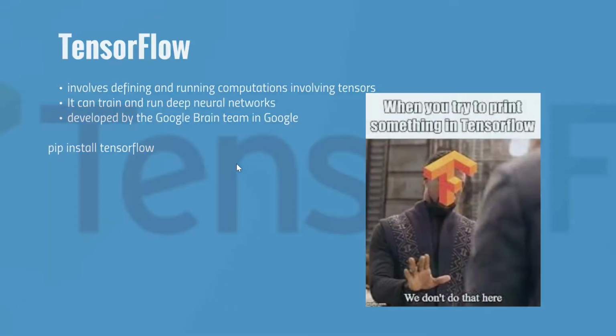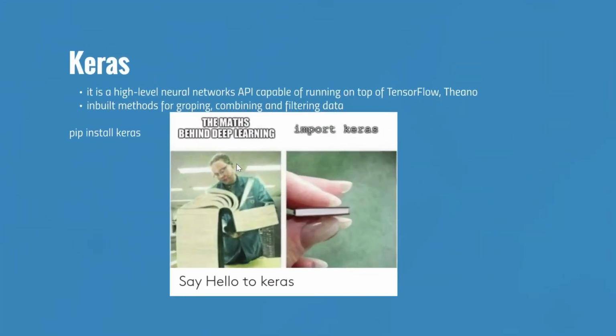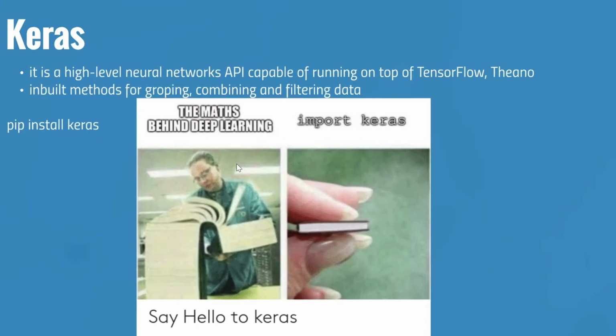After TensorFlow, the next library is Keras. Keras is again a high-level API, especially for neural networks, and it is used along with TensorFlow and Theano that we have already discussed. It has some inbuilt functions for grouping, combining and filtering of the data, because of which it is heavily used in parallel with TensorFlow and Theano. The installation process for Keras is again very easy, that is pip install Keras.